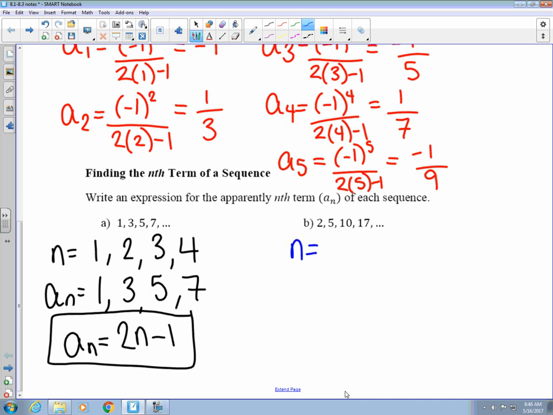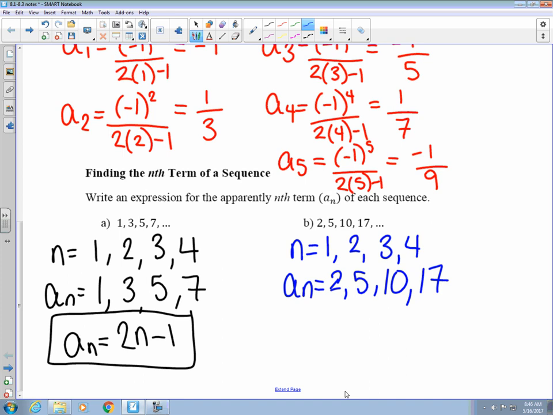On letter B, I'm going to do the same thing. Write down the terms, 1, 2, 3, and 4. And I'm going to write down the a sub n's they gave us, 2, 5, 10, and 17, and try to figure out how the n values relate to the a sub n values. If I think about addition right away, from n equals 1 to a sub n equals 2, I'd be adding 1, but that doesn't work for any of the others.